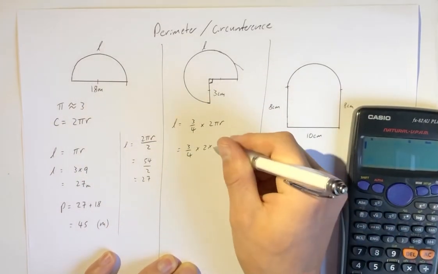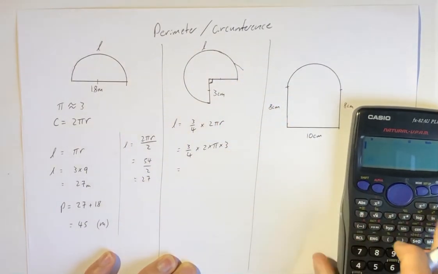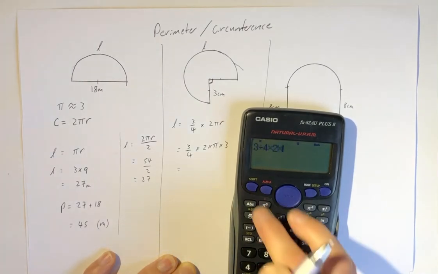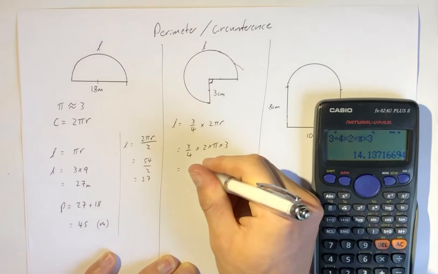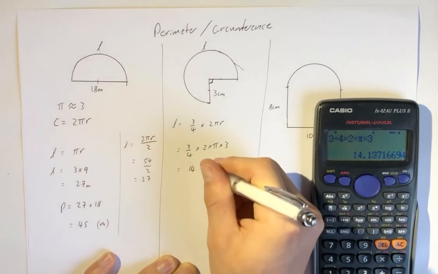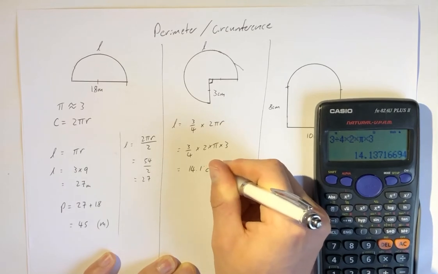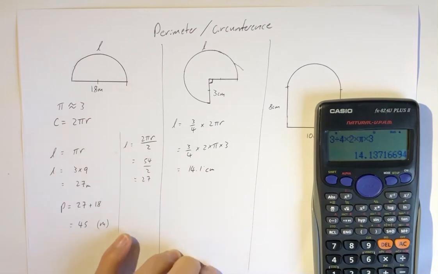So 2 times pi times, and the radius is 3. So we can actually do this in one big calc. So 3 divided by 4 times 2 times, I want to get pi in there. There we go. Times 3 for the radius. 14.14. We'll just go 1 dp. 1 dp for centimeters. That goes to the nearest millimeter.